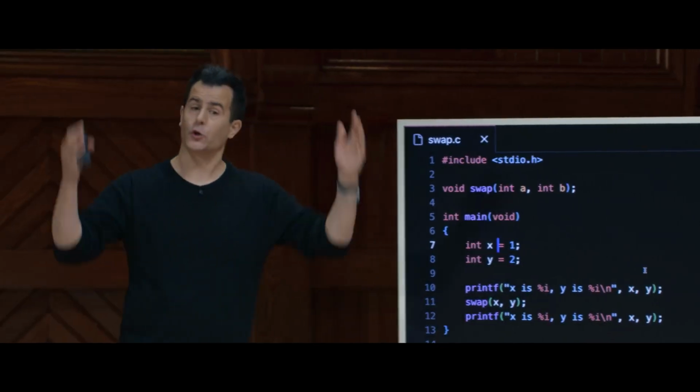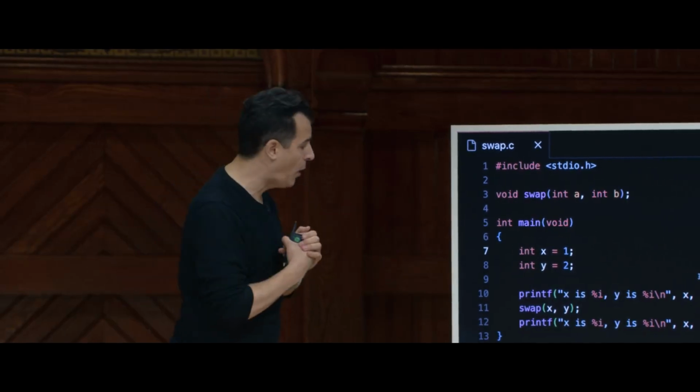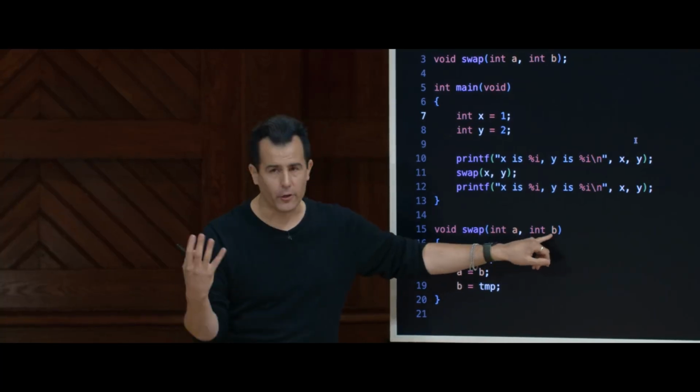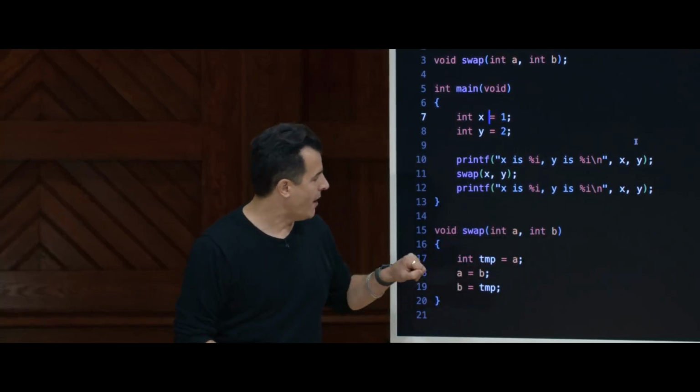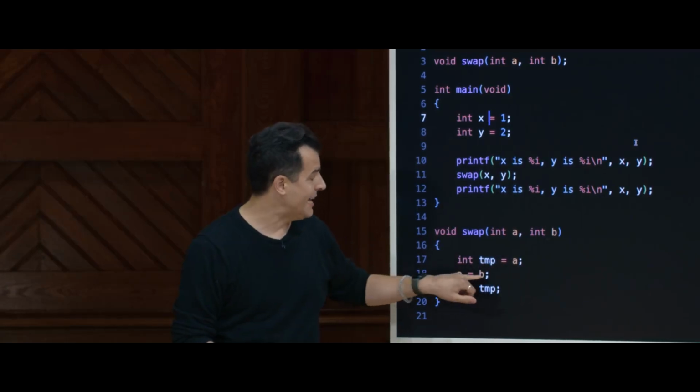My hope being that it's first going to say 1, 2, then it's going to say 2, 1, thus achieving the idea of swapping here. And here's swap. Swap takes in 2 integers, a and b, though I could have called them whatever I want. It temporarily puts a in temp. It then changes a to b.